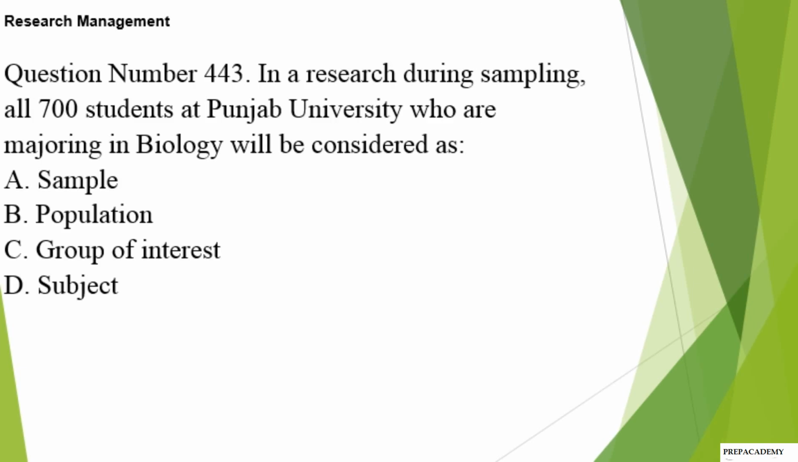Reports. Question number 443. In research during sampling, all 700 students at Punjab University who are majoring in biology will be considered as A. Sample, B. Population, C. Group of interest, D. Subject. The correct answer is option B.